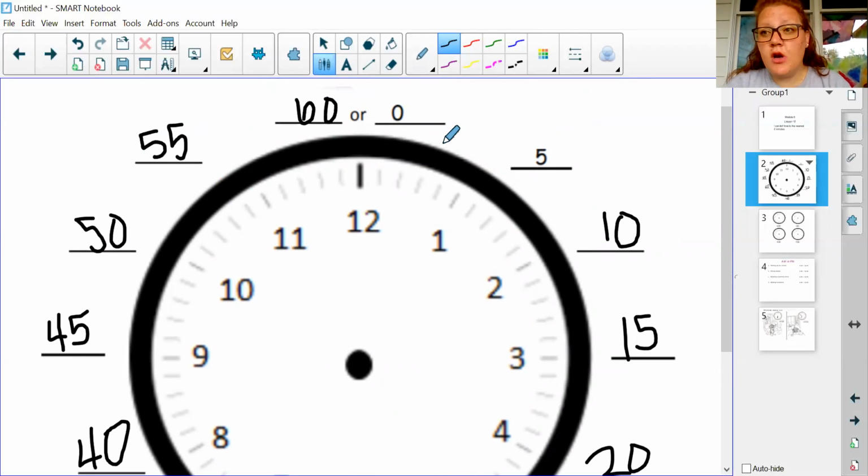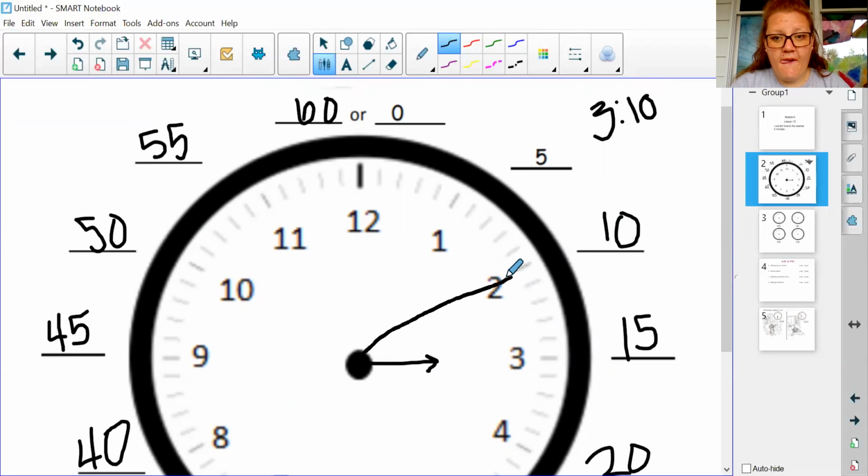All right, so I want to show on the clock 3:10. So I want to show the hour 3 and then 10 minutes. So I'm going to do my short hand first. My short hand is going to point towards my 3, and then my long hand is going to point to where the 10 minutes were. So what number am I going to point my long hand to? The number 2. So we just made 3:10 here.